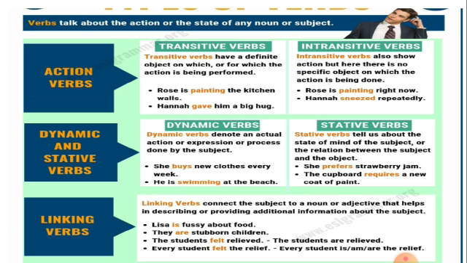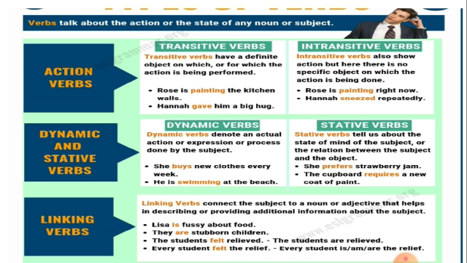Next, intransitive verbs. Intransitive verbs also show action, but here there is no specific object on which the action is being done. So, in the intransitive verb, we don't have any object, like he reads, she laughs, the bell rings, I play. Okay, so coming to the example sentence, Rose is painting right now.